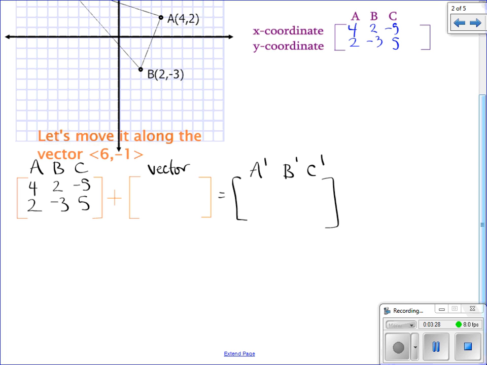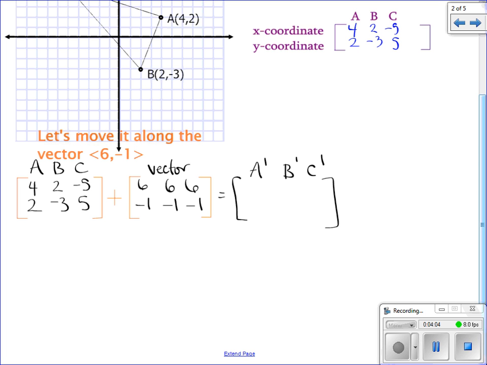If we're going to move this along 6, -1, what's going to happen to all of the X values? What direction are we moving? Everything's going to go right 6, right? So all of these X values in the top row are going to increase by 6. What's going to happen to the Y values? They're all going to get subtracted by 1. So whatever your vector is, you're just going to be repeating that however many times you need to, depending on how many vertices you have on your shape.